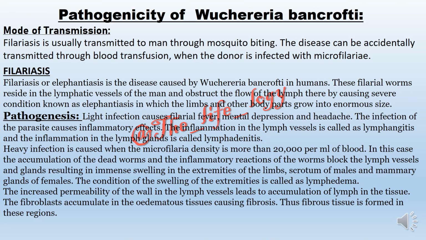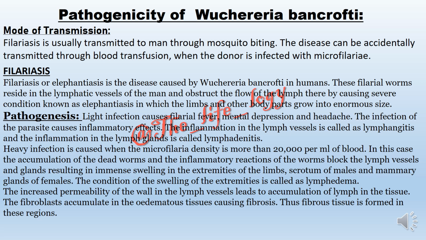Now, pathogenicity of Wuchereria bancrofti. Usually, it is transmitted by mosquito biting, but it can also be transmitted through blood transfusion from a donor who has microfilariae in the lymphatic blood vessels, right? Filariasis is usually transmitted to man through mosquito biting. The disease can be accidentally transmitted through blood transfusion when the donor is infected with microfilariae.